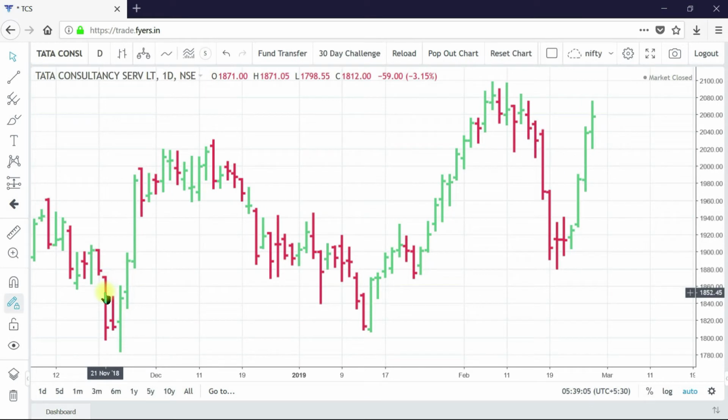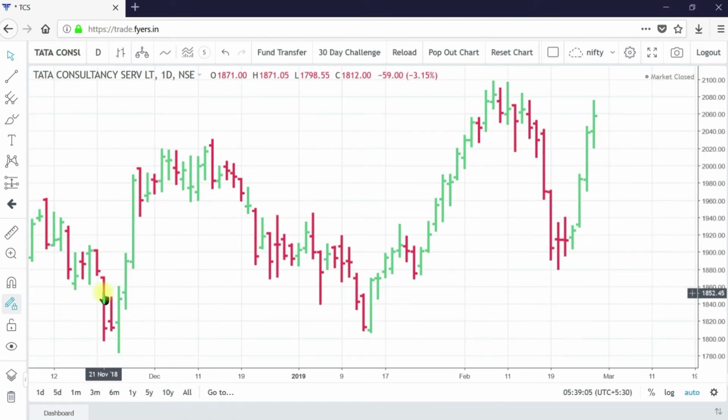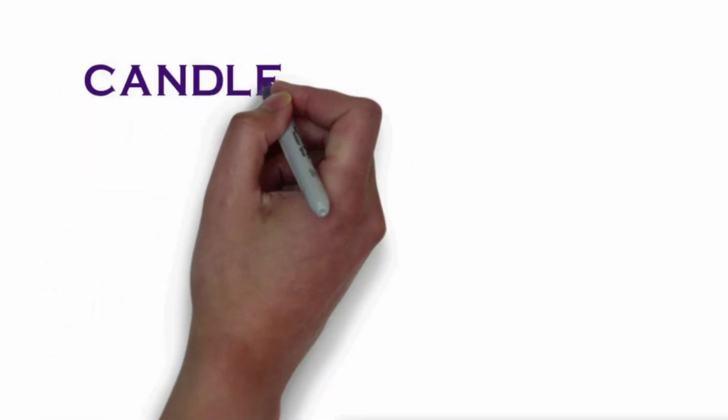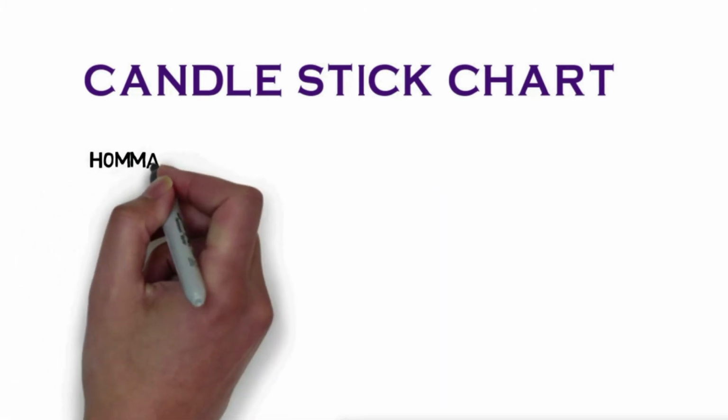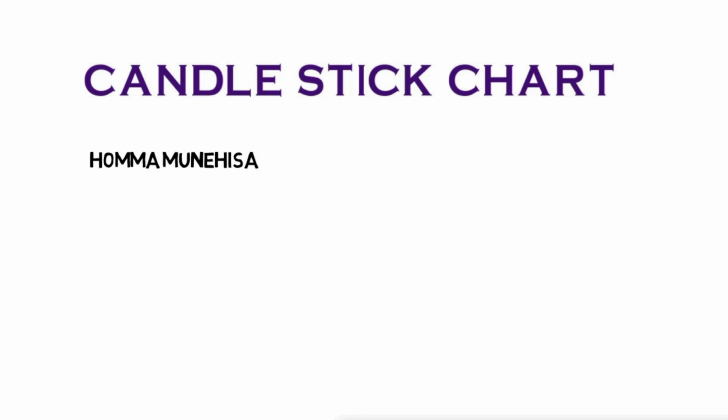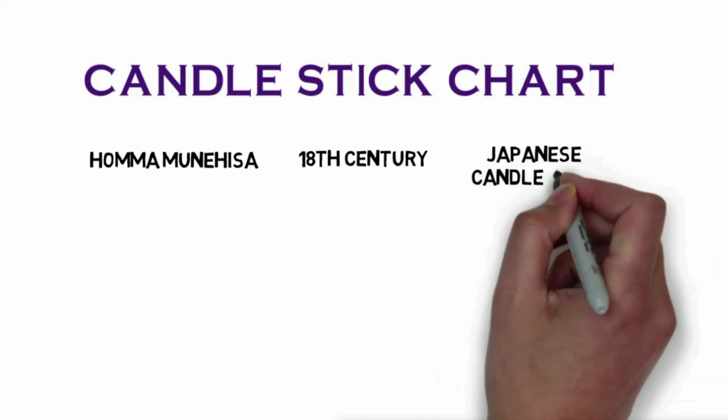Usually, the bullish bars are indicated in blue or green color and bearish bars are indicated in red. Now let us move a step further and see about our main topic, that is candlestick charts. This candlestick was introduced by Munehisa Homa, a Japanese rice merchant in the early 18th century. As it was introduced in Japan, this is also known as Japanese candlestick.